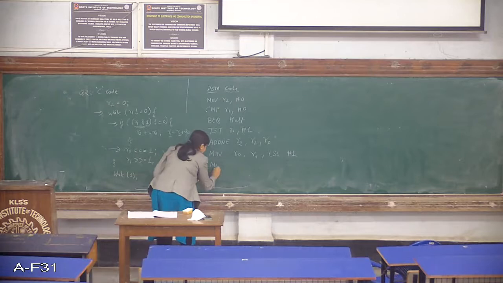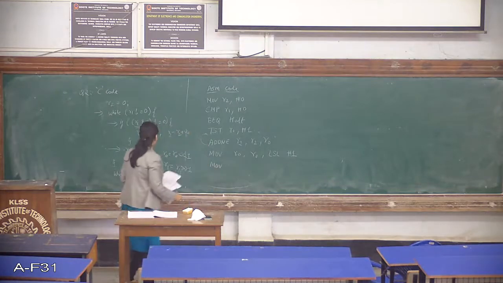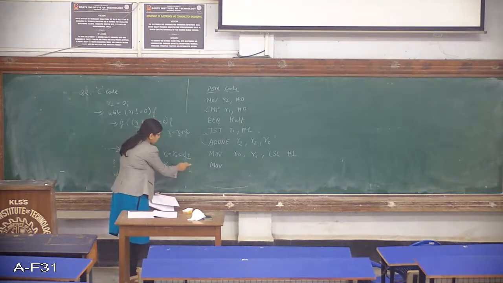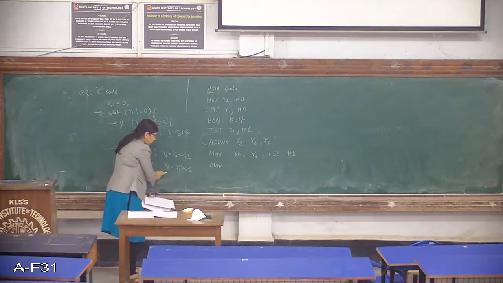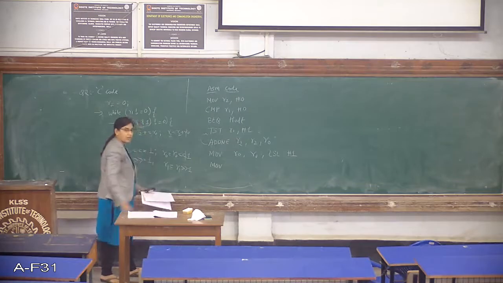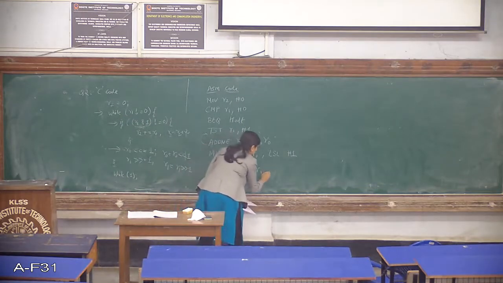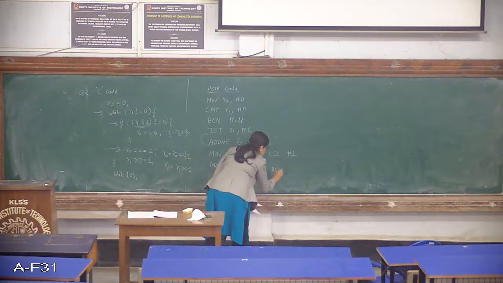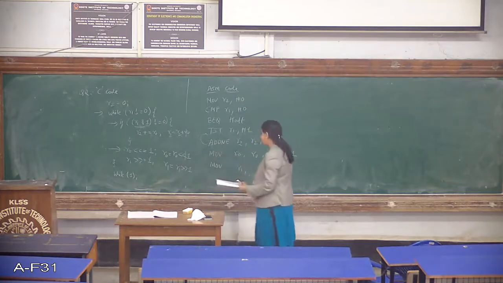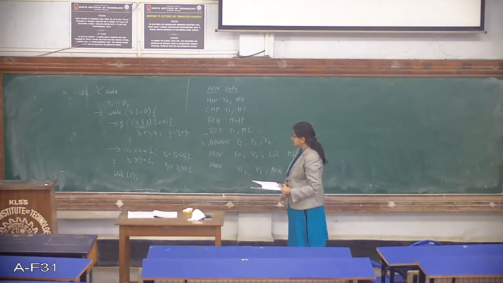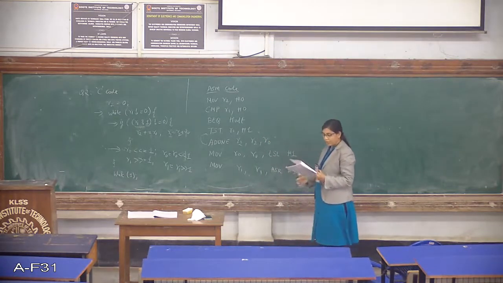So I'll be having a move here. What are you going to do? R1 is right shifted by 1, and load the value of that in the R1 register. So MOV R1 comma R1 comma ASR, that is arithmetic shift right, by what? By 1 bit. So this is the instruction you will be writing for that.